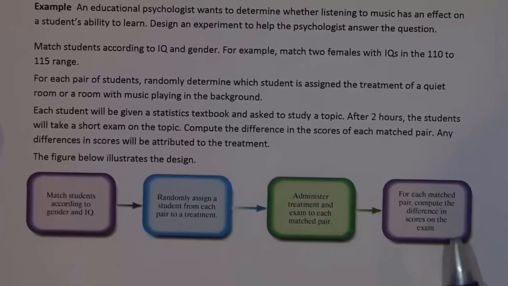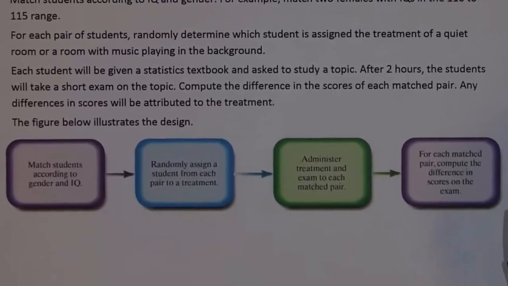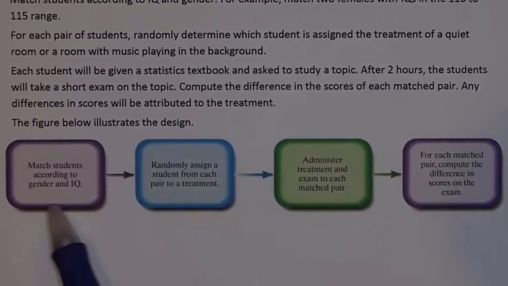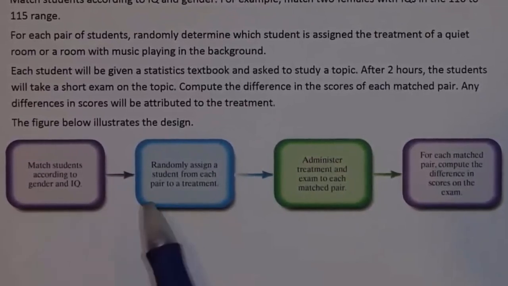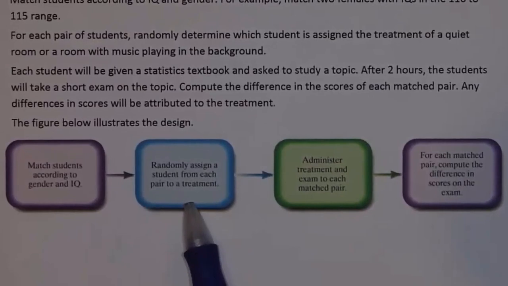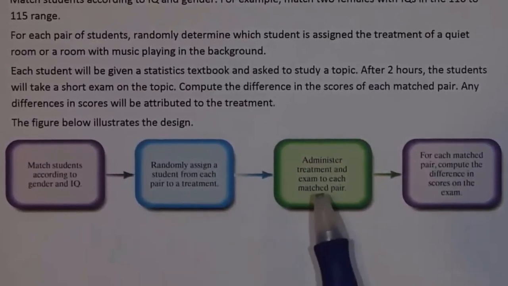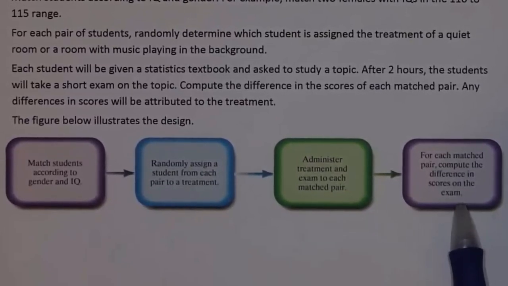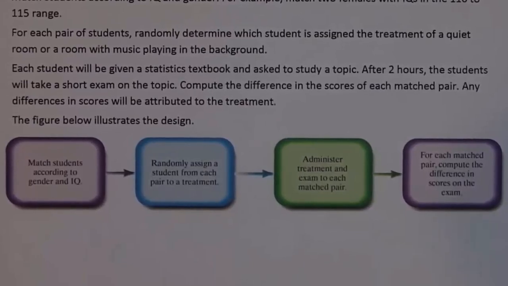So we do have a figure here that's illustrating the design with matched pairs. It's fairly straightforward. We match students according to gender and IQ. We randomly assign a student from each pair to a treatment. We administer the treatment and exam to each matched pair. For each matched pair, we compute the difference in the scores on the exams. And then ultimately we would perform inference to see if we think there's any difference.